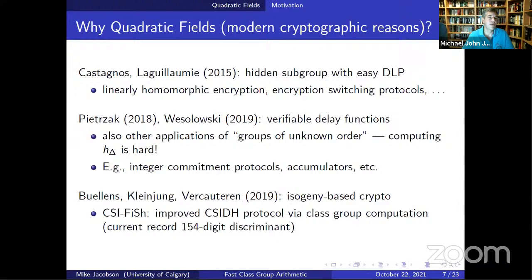And in fact, this was the motivation for the current record for computing the class group of a quadratic field, a 154-digit discriminant. It was done in order to provide faster arithmetic for that particular cryptosystem. And that one is quantum resistant. So lots of things going on with this.